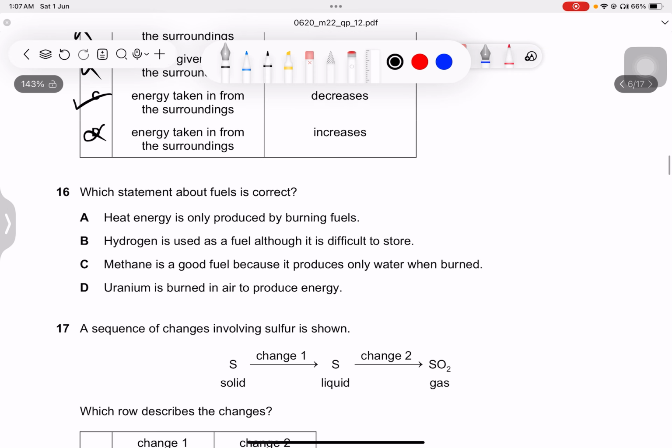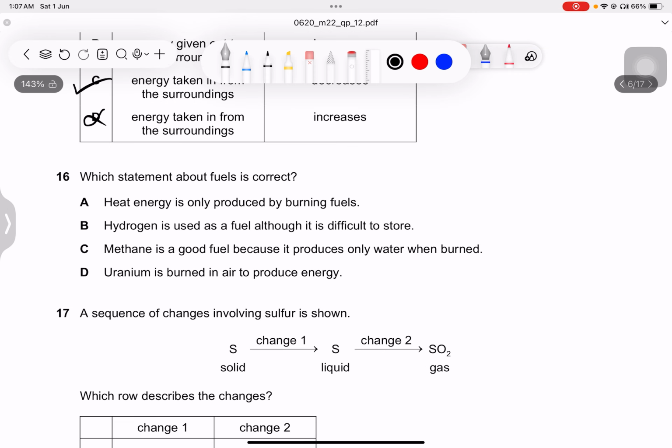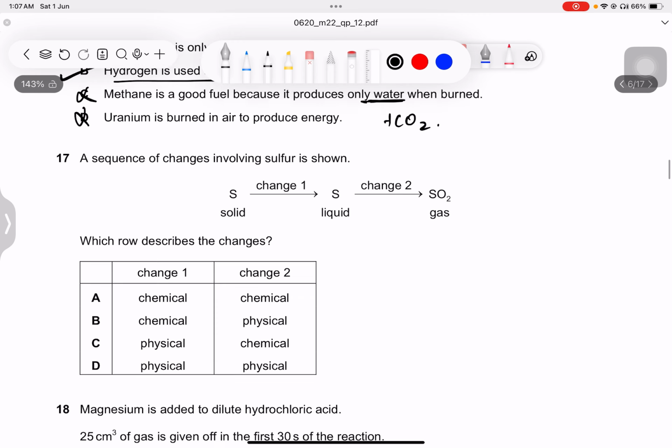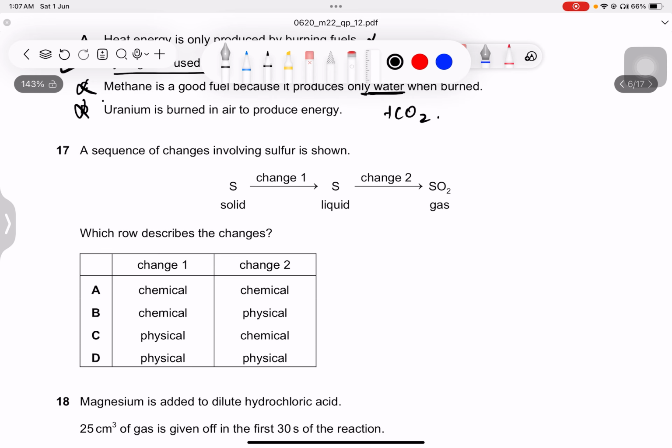Next, which statement about fuels is correct? Heat energy is only produced by burning fuels. No, there are other sources of energy. Hydrogen is used as a fuel, although it is difficult to store. This is true, and this is also true. Next, methane is a good fuel because it produces only water. No, it also produces carbon dioxide. Uranium is not burned in air to produce energy. The energy from uranium is gained through radioactive reactions, not burned in air.